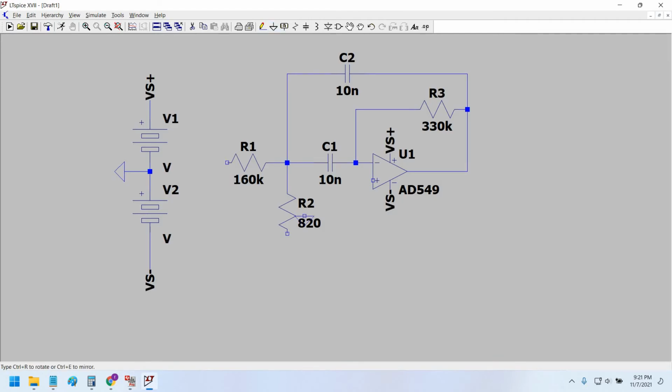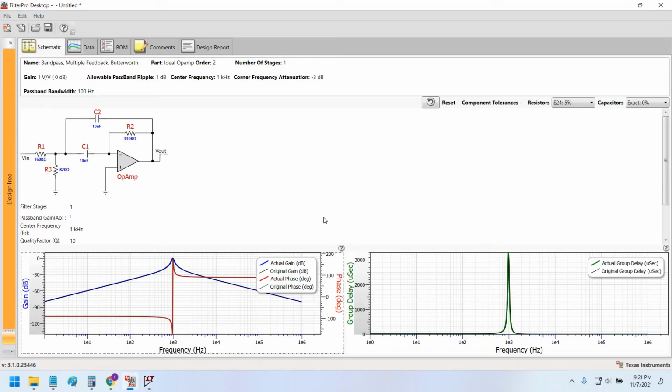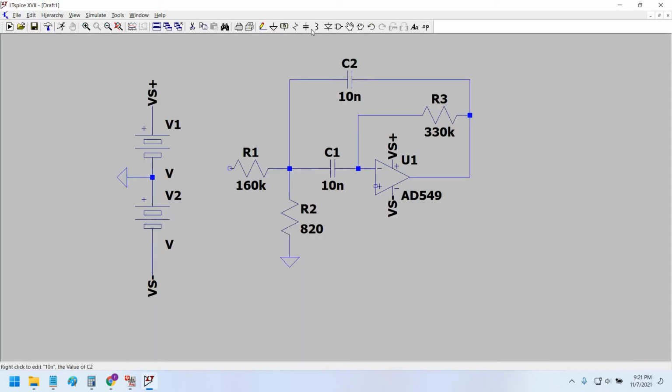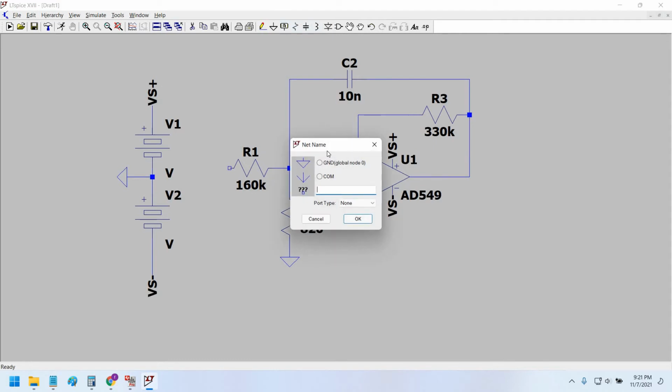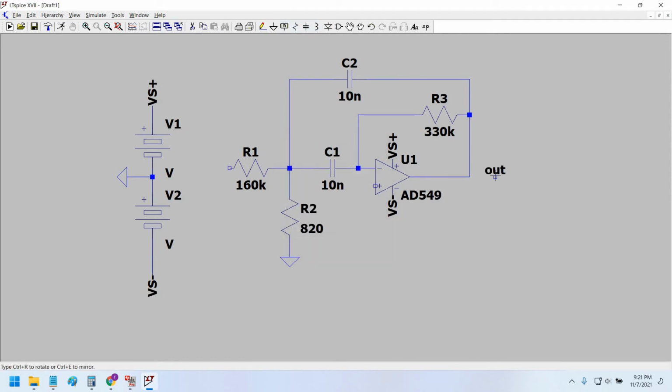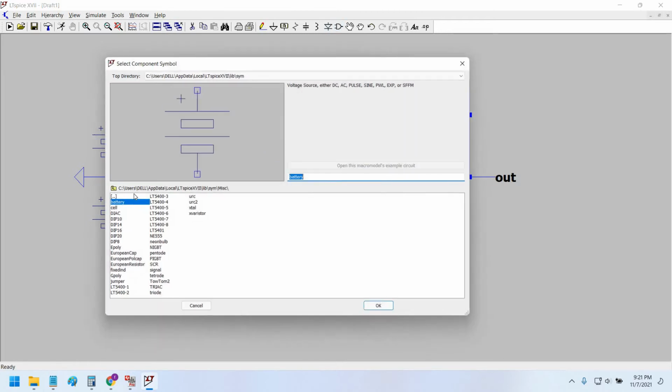Place ground. Okay, now place the output node. Place the signal source.